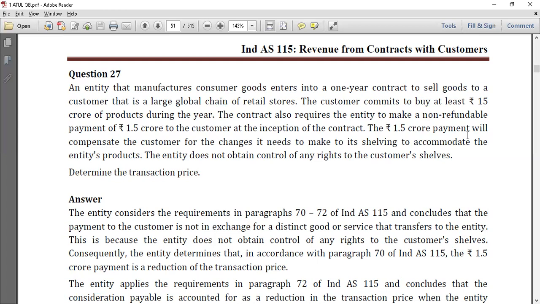Also, during the first month in which the entity transfers goods or services to the customer, the entity recognizes revenue of how much? 1.125. How did you get this?